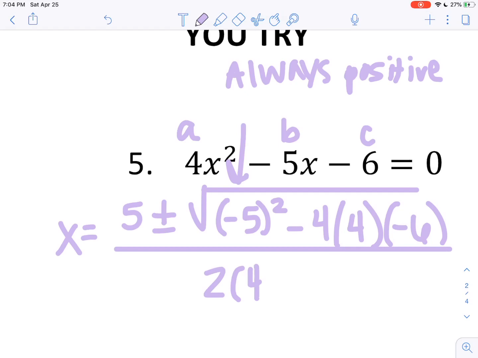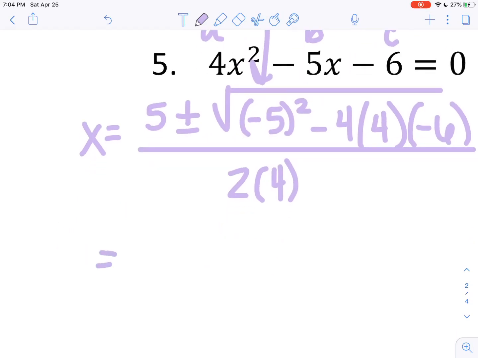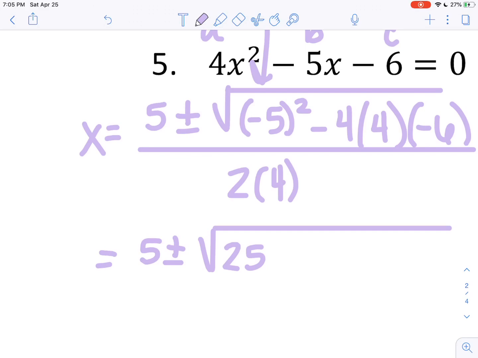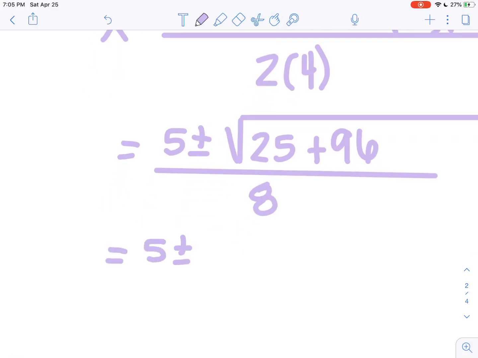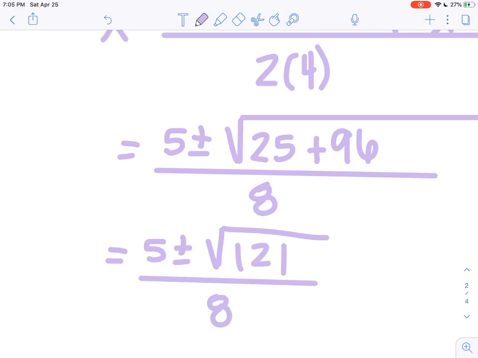All over 2 times 4, which is a. Okay, so again, I'm going to simplify the inside. So again, you should be getting positive 25. If you got negative 25, please be careful. Okay, and then I have negative 4 times 4 times 6. So I get positive 96 all over 8. So keep combining. So 5 plus minus the square root of 121 over 8.